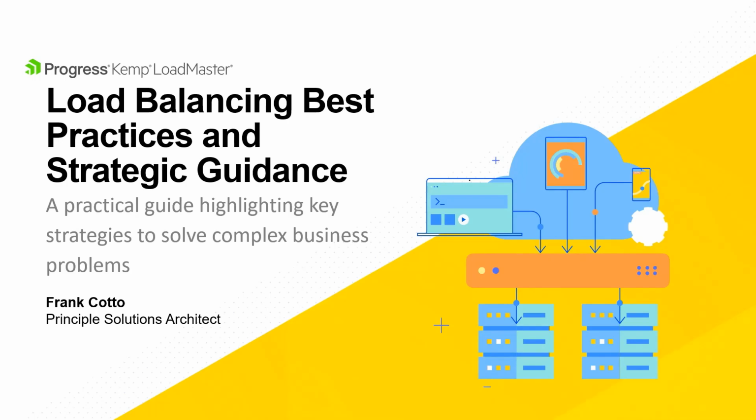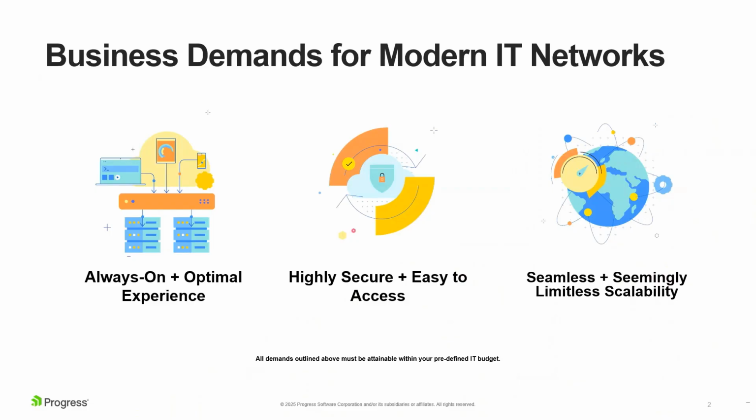Let's dig in. If you are here, you are likely responsible to meet the demands on the screen, or you work for someone who is. Sure, these 3 points are an overgeneralization, but nevertheless, they do well to describe the demands that the business side of an organization has for IT operation teams of today. Always on application availability plus optimal user experience. Secure but easy access to all business critical applications. Seamless and seemingly limitless scalability. Simple, right?